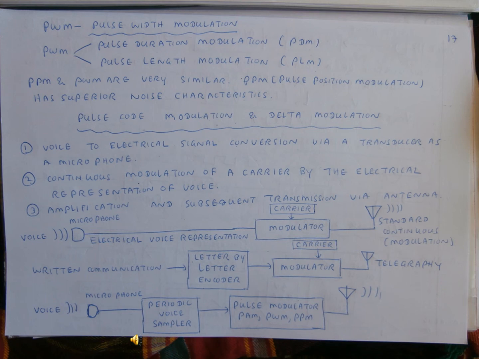So that will be the pulse code modulation, data modulation, transferring the voice to the transmitted signal, or the written communication to the telegraph transmitted signal. Those methods are utilized for the communication system.